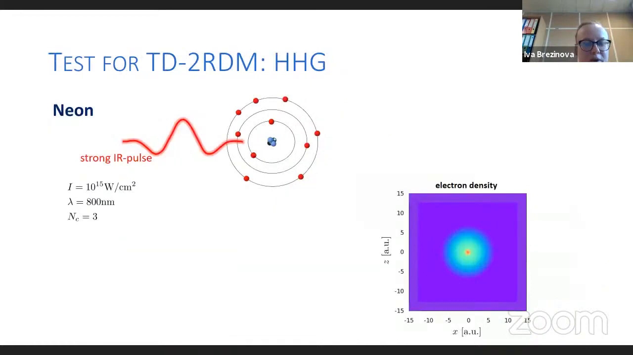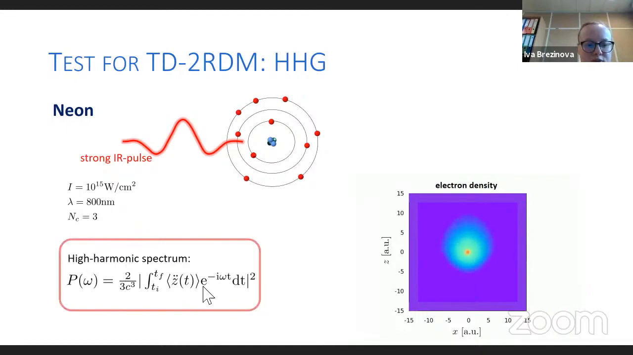In our numerics, I will now show you explicitly results for neon. So neon driven by a strong IR field of 10 to the power of 15 and 800 nanometer wavelength. For us in our numerics, the three-step model is not explicitly obvious. For us, it's just a shaking electron density. I will show you this slide again, where you see this electron density shaking, and this accelerated electron density then produces this radiation. And we calculate this radiation just using the well-known Larmor formula. And in the following, I will now show you the results for neon, so the yield of high harmonics as a function of the harmonic order.